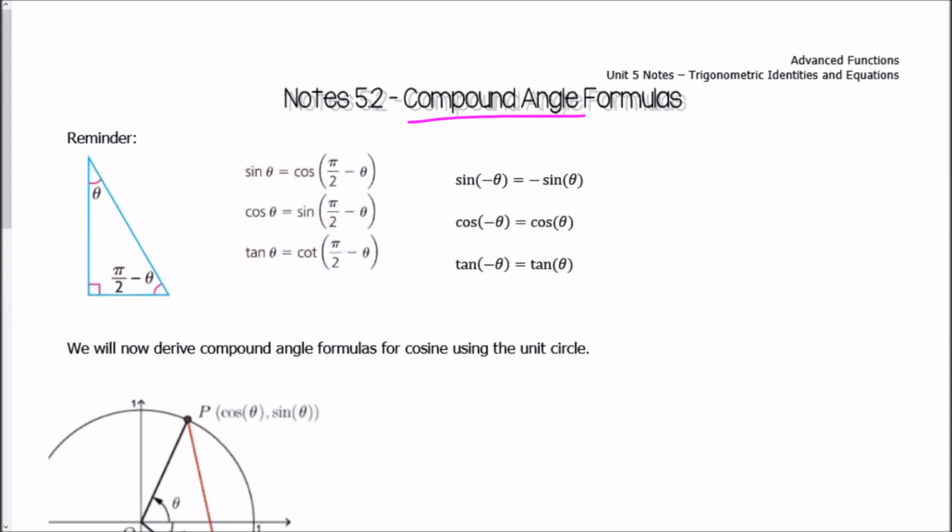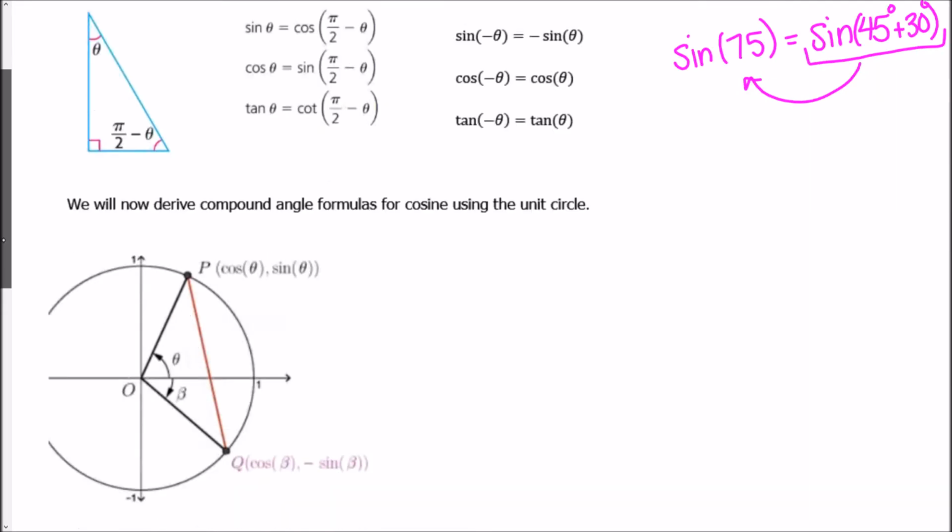These are formulas that we can use to find trigonometric ratios of angles that are sums of angles that we already know. For example, if I wanted to figure out the sine of 75, I can do the sine of 45 plus 30, because I know 45 degrees and 30 degrees, those are special angles. But I need a formula that applies to this to help me find the sine of 75. Okay, but we need to derive these formulas.